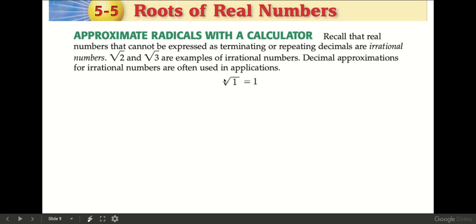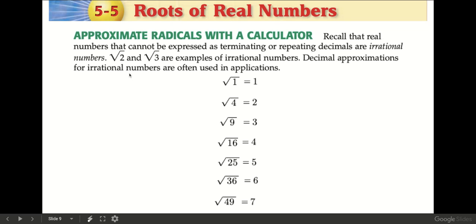We all know that the square root of 1 is equal to 1, right? Because 1 is a perfect square. The square root of 4 we know is equal to 2, because again, 2 times 2 is 4. The square root of 9 is equal to 3, and so on and so forth. These are what are known as perfect square numbers. These are pretty easy to get because they give us whole number answers.